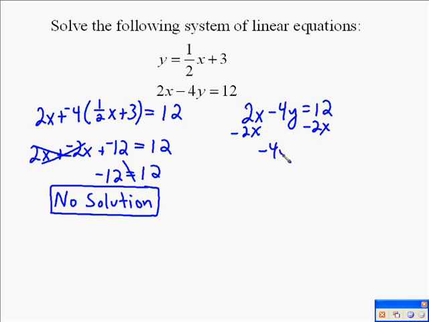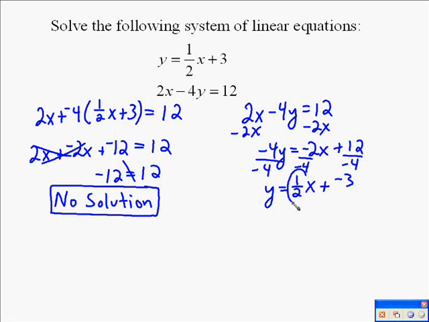When you subtract 2x, you get negative 4y equals negative 2x plus 12. Divide both sides by negative 4. You've got to divide everything by negative 4. And you have y equals, well, negative 2 over negative 4 is 1/2. And then 12 over negative 4 is negative 3. So you can see that both of the equations have a slope of 1/2. They have a different y-intercept, which means the two lines are parallel, which in turn is another way of knowing that the answer is no solution.